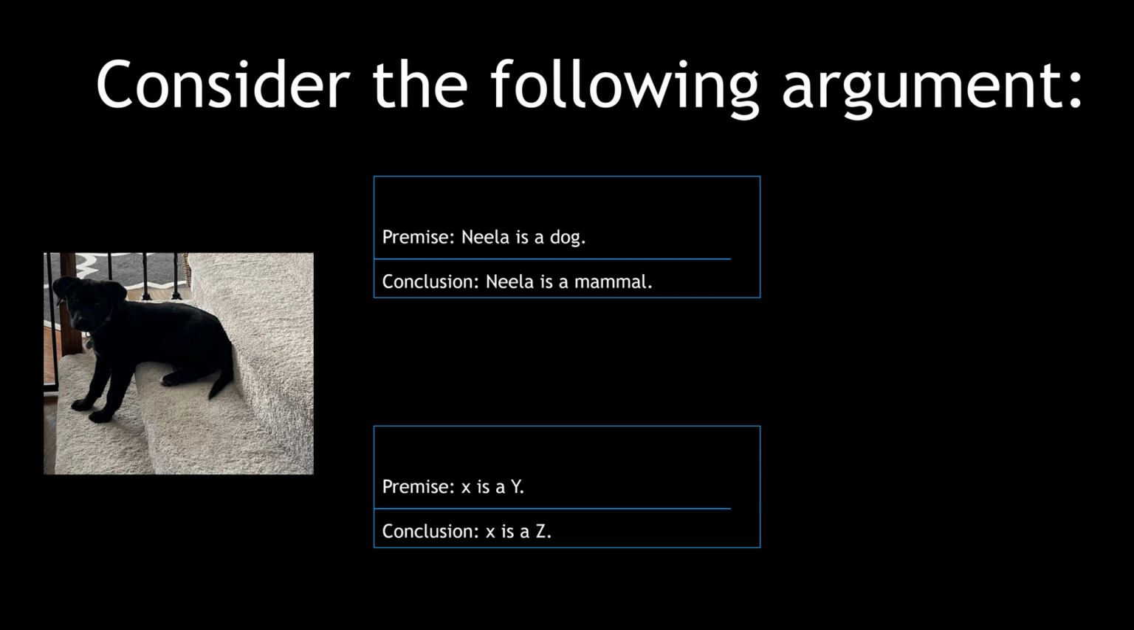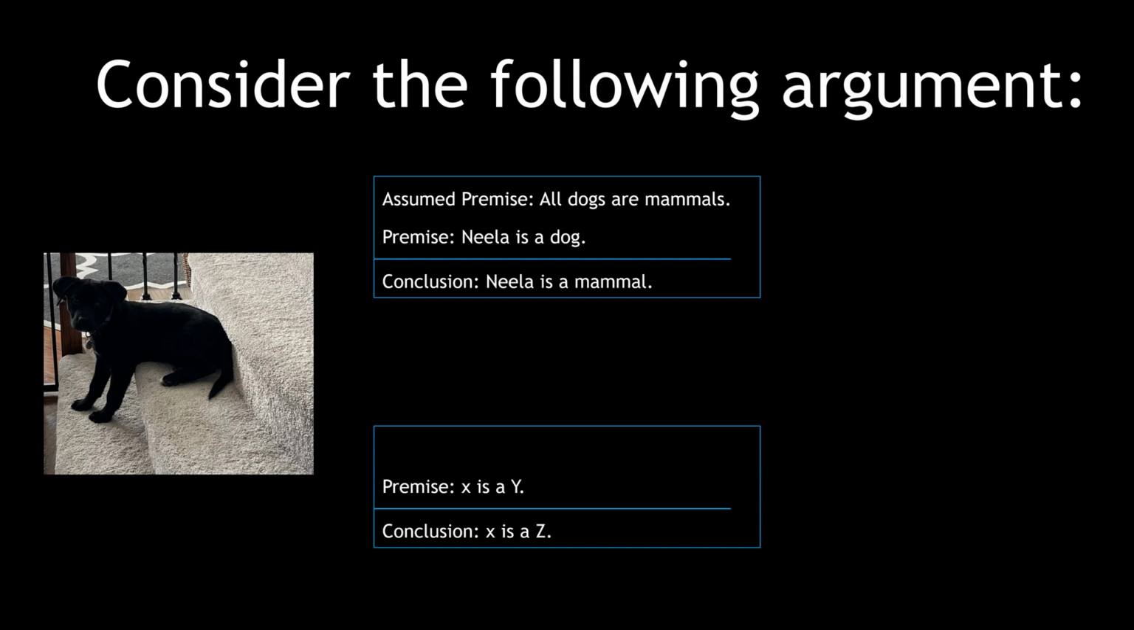Well, you may not be aware of it, but you are mentally inserting another premise into this argument to make the conclusion logically follow. That premise being, all dogs are mammals. With this premise, the argument would look like this. Assumed premise: all dogs are mammals. Premise: Neela is a dog. Conclusion: Neela is a mammal.